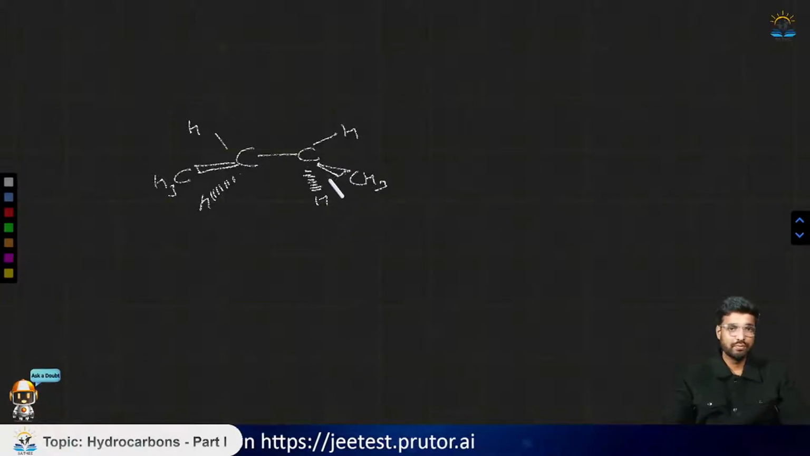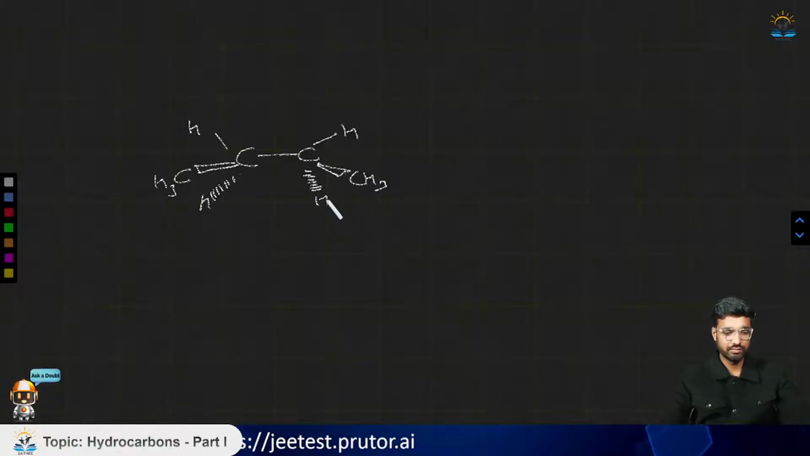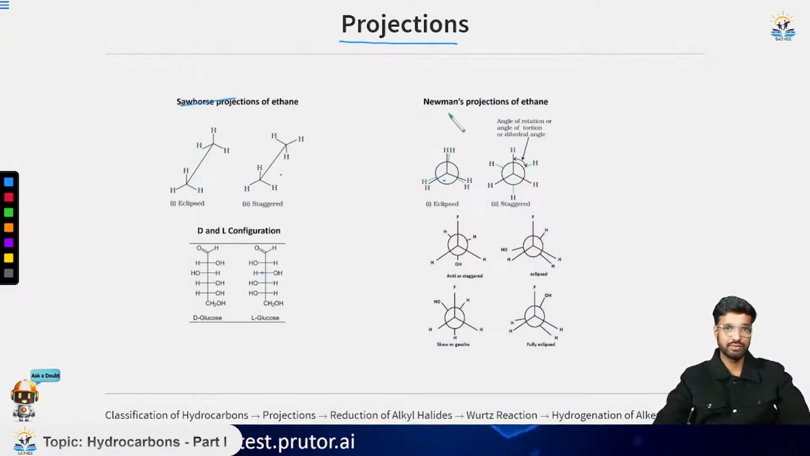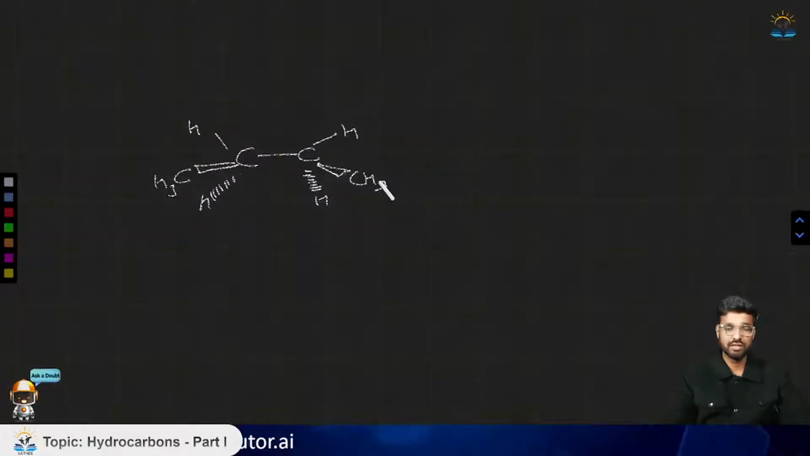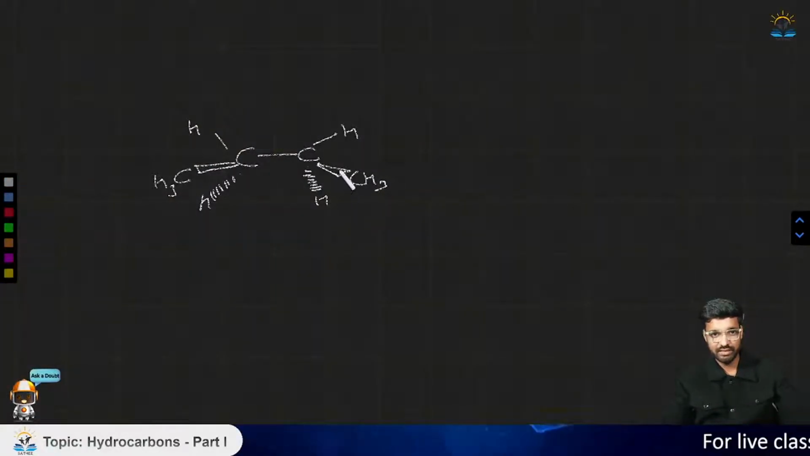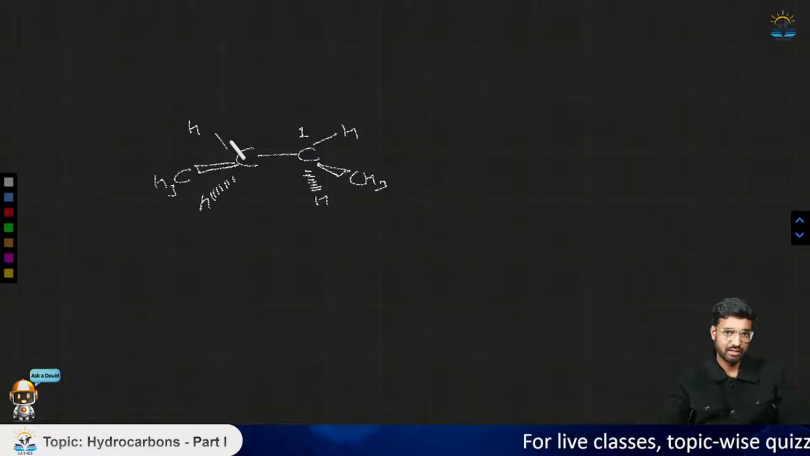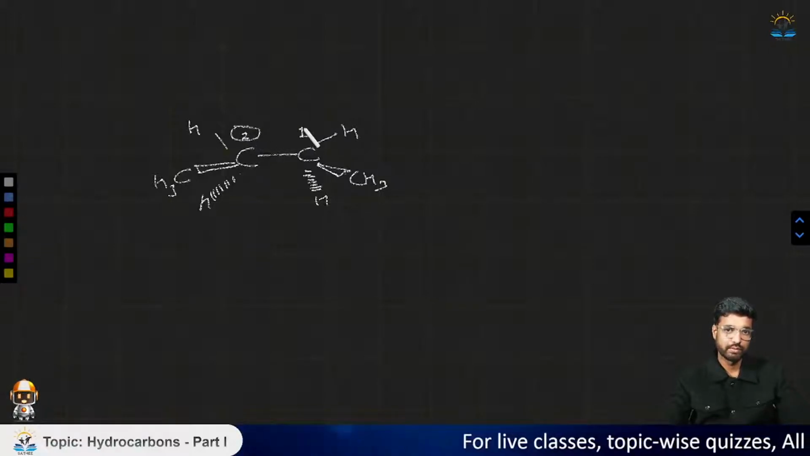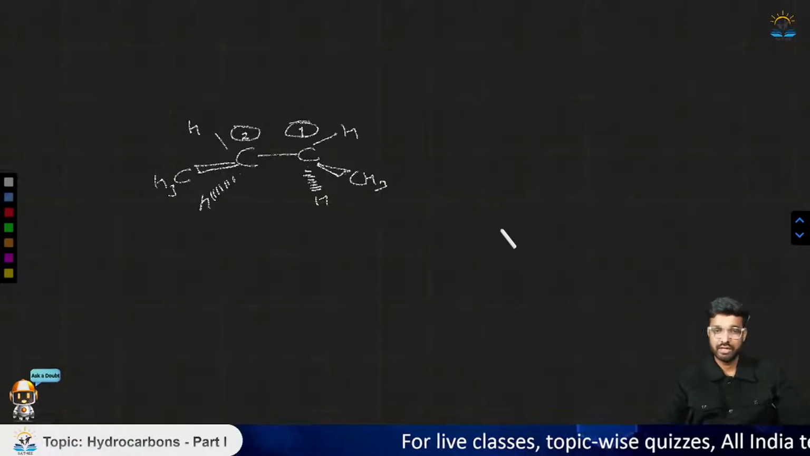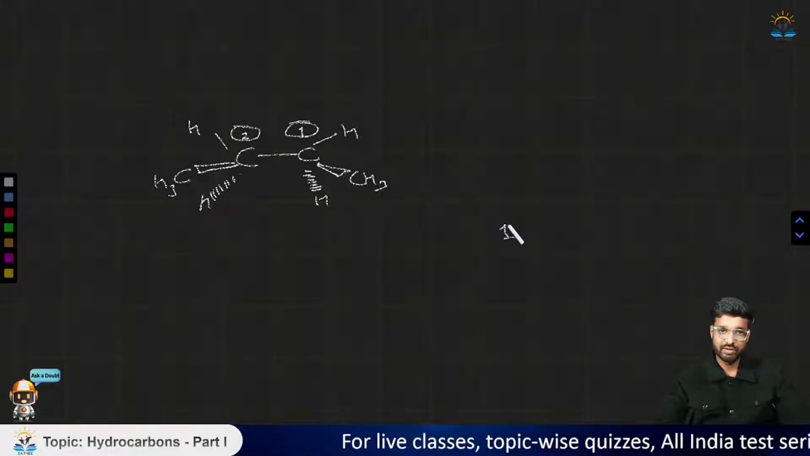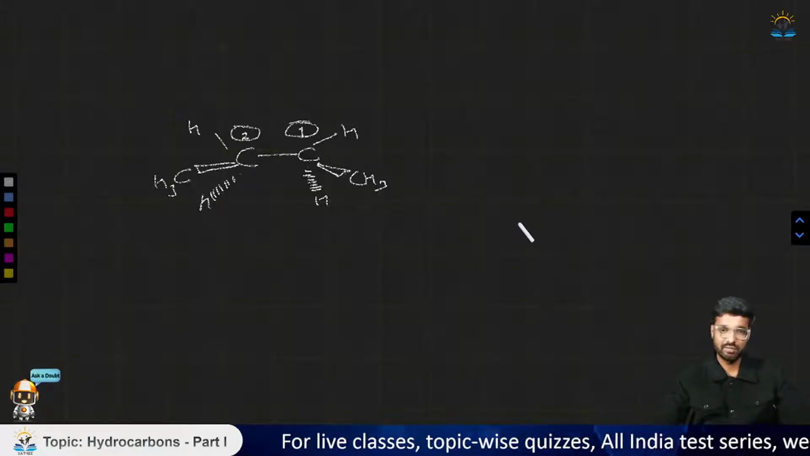Now if you want to change this, we can change this to Sawhorse, or we can change this to Newman. First let us start with the Newman. You can see very well that this CH3 is pointing towards me. We will take this carbon as 1 and this one as 2, and we will put this first carbon in front here and the second carbon at the back.